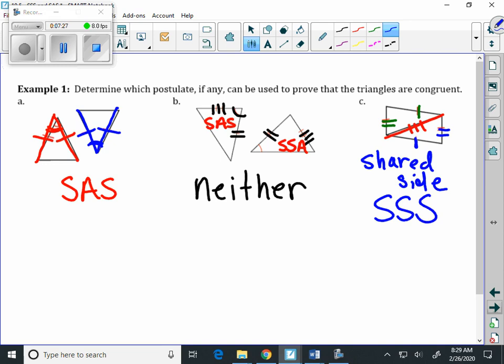Again, asking yourself, do you have two sides in an included angle, or do you have three sides? Again, we're going to see a shared side, and when we have a shared side, we're going to have to remember to identify that the side is the same in both triangles.